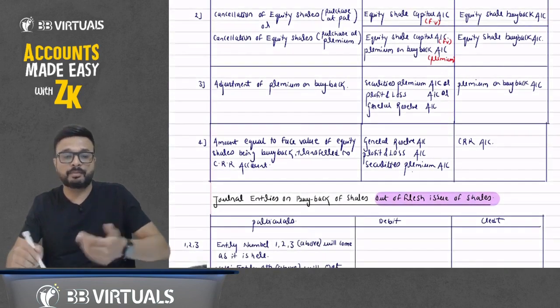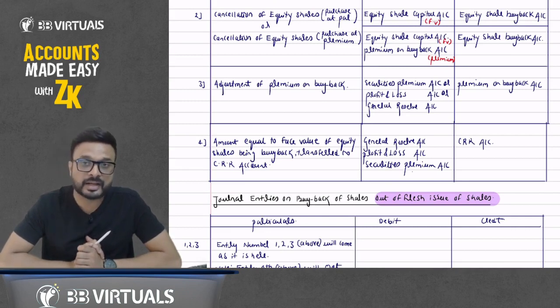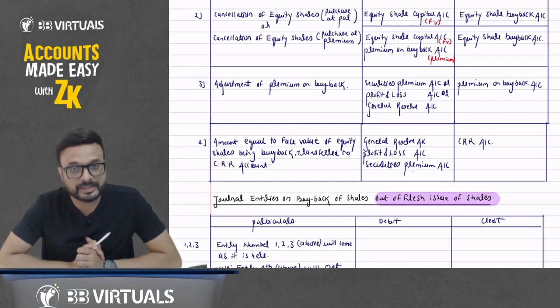Now, if you are doing buyback out of profit, by law, we have to transfer the face value of buyback of shares to a CRR account. So when we transfer to CRR account, we can utilize free reserve. Free reserve means any reserve that can be utilized for the purpose of dividend. We call it free reserve. Examples of free reserves are general reserve and profit and loss account.